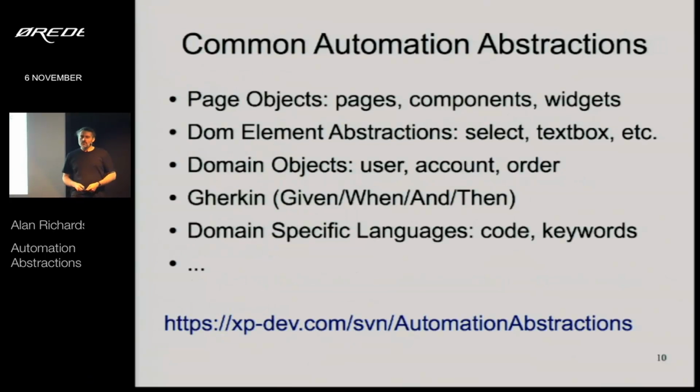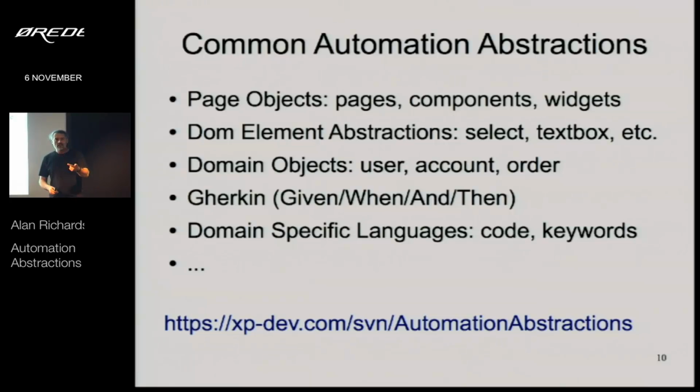So, different ways of doing abstraction. So we've got page objects we know about. Some of them model pages, some of them model components, some of them model widgets on the page. We don't want to get hung up on the fact that a page object only models a page. It models things on the page. We can have DOM element abstractions.